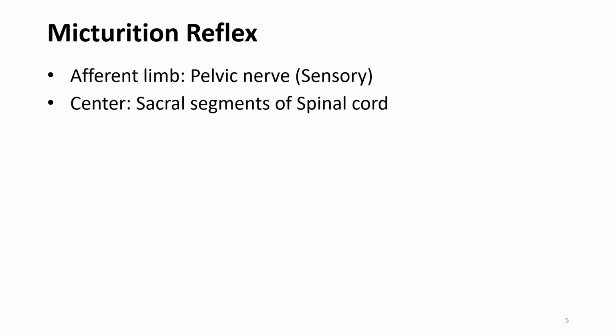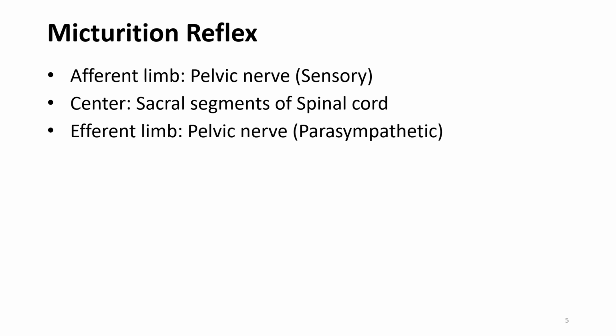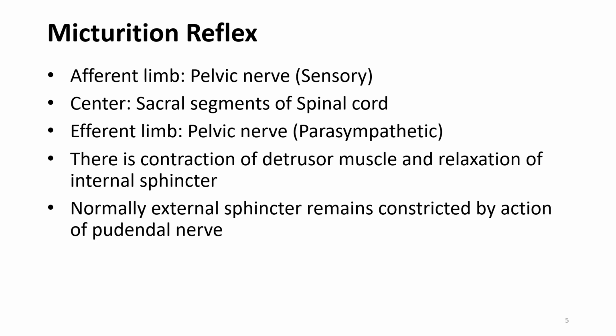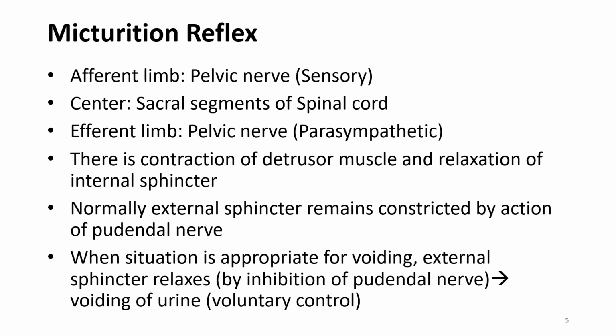The center lies in the sacral segments of the spinal cord, and the efferent impulses pass via the parasympathetic fibers of the pelvic nerve. This leads to a contraction of the detrusor muscle and relaxation of the internal sphincter. Normally, the external sphincter remains constricted by the action of the pudendal nerve. Now, when the situation is appropriate for voiding, the external sphincter relaxes. How? It is by the inhibition of the pudendal nerve, and voiding of urine occurs. This mechanism is under voluntary control.